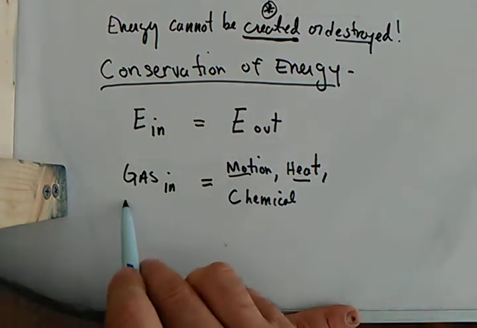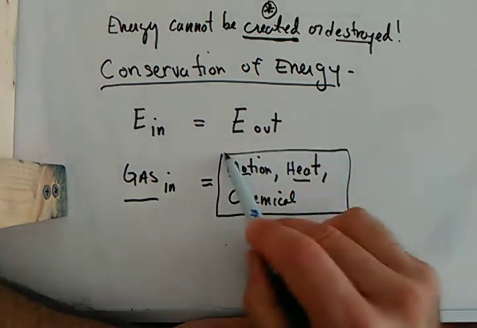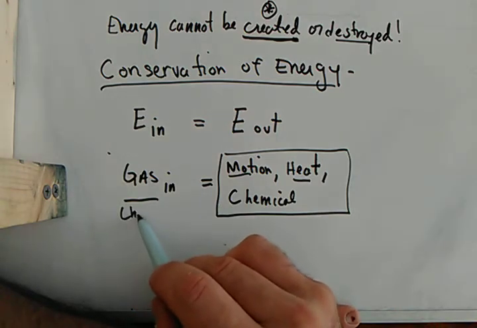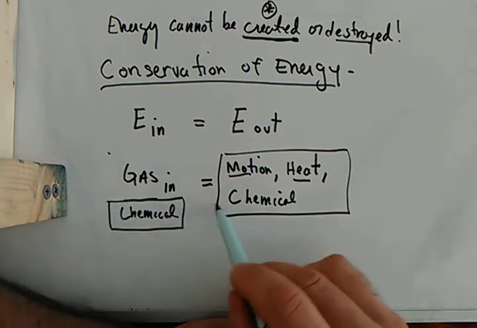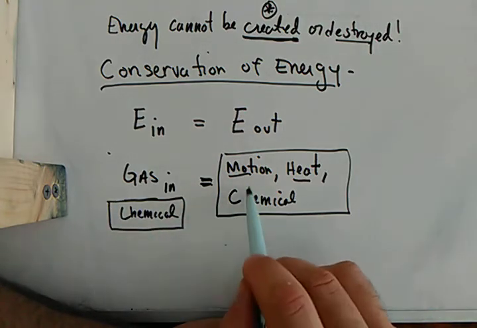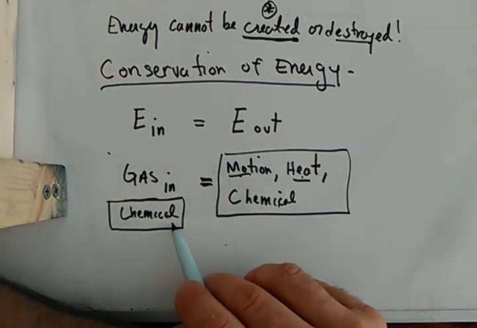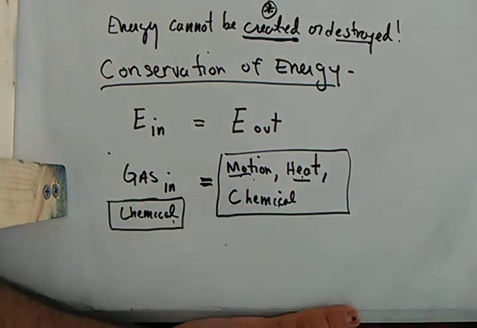So look, the amount of gas that I put in has to equal all the energy out. The gasoline would be more of a chemical energy, and it has to equal the out. So the motion, the heat, and the chemical, if we add up all this energy, it can never be greater than this. And vice versa, this can never be greater than all this. So this gives us a good example of conservation of energy.